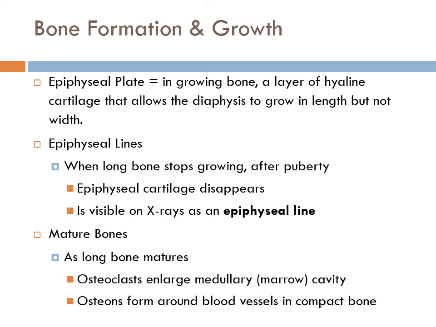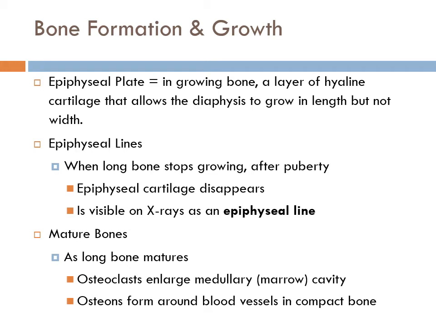Next, we have what's called interstitial growth, and interstitial growth makes the bones grow longer. So bones grow at the epiphyseal plate. It is a layer of hyaline cartilage that allows the diaphysis to grow in length but not in width. So interstitial growth is growing in length, appositional growth is growing in width.